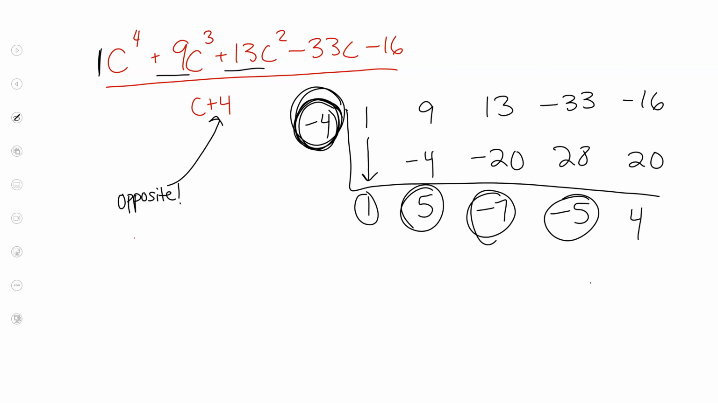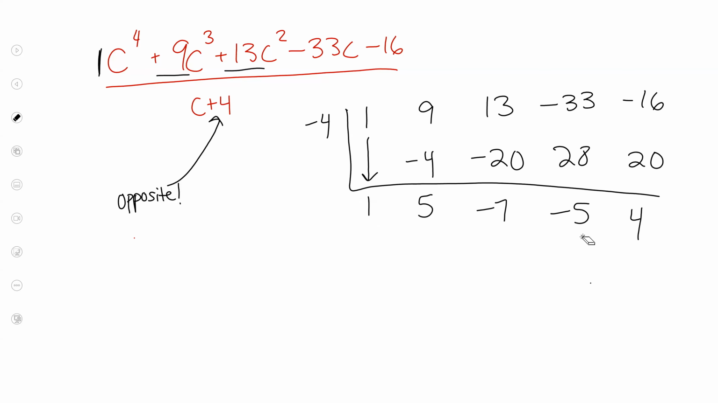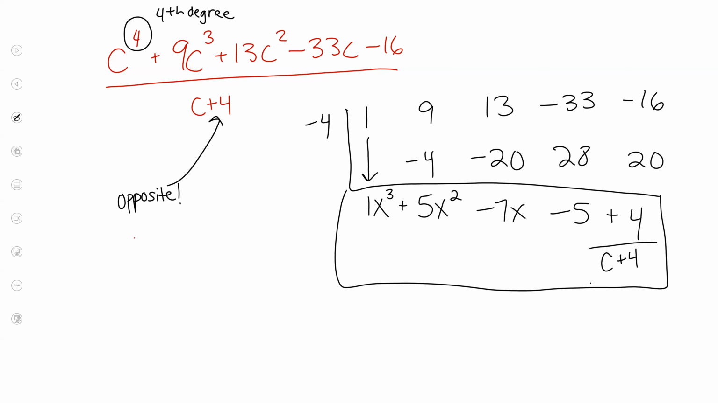So let's talk about how we will write our answer. You go 1 degree below what we started with. So we started with the 4th degree. That means we're going to go to a cubic, a 3rd degree. Okay? This is a positive 5, so just put a plus in front of it. This will be an x squared, then x. This is your constant. That means this is your remainder. So you put that over x plus 4. And that's your answer.